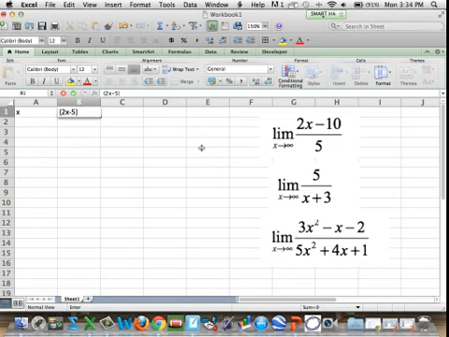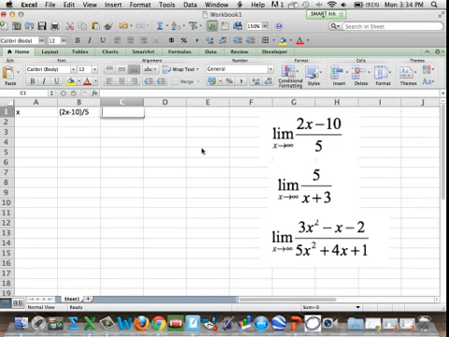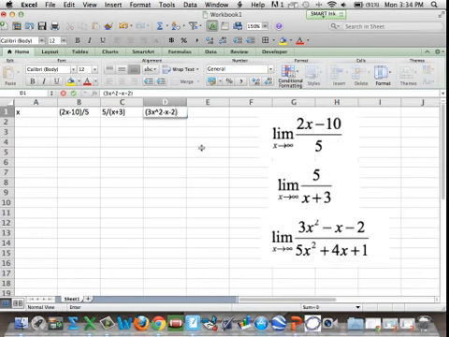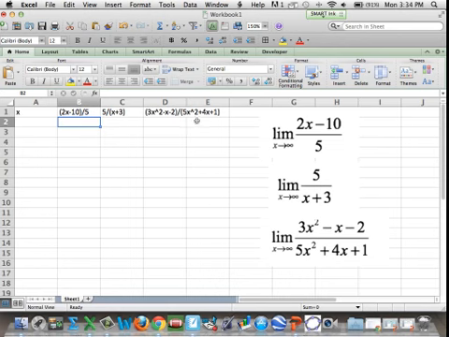So the first one will be 2x minus 10 over 5. The second one will be 5 over x plus 3. And the last one will be 3x squared minus x minus 2 divided by 5x squared plus 4x plus 1.